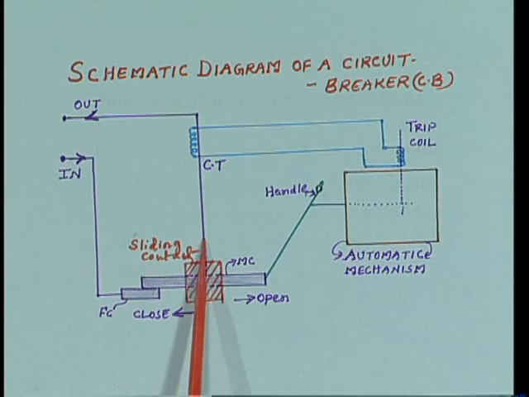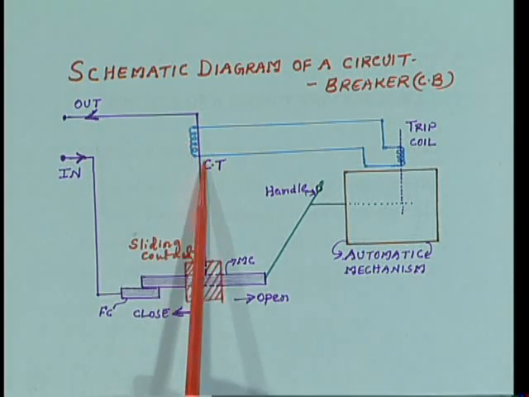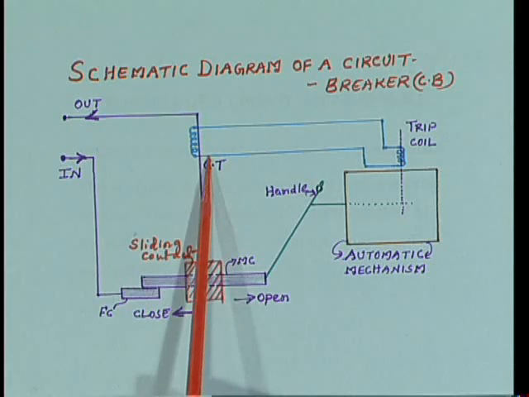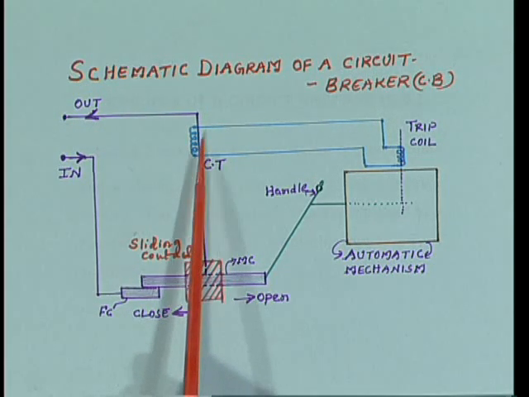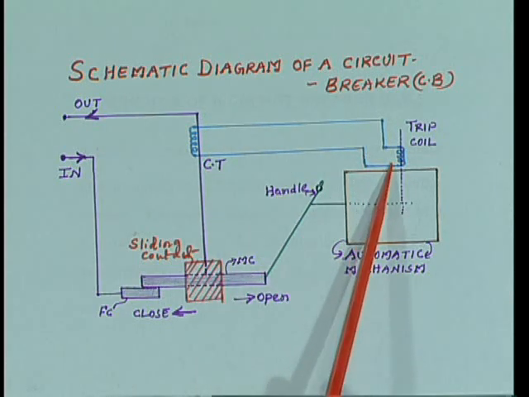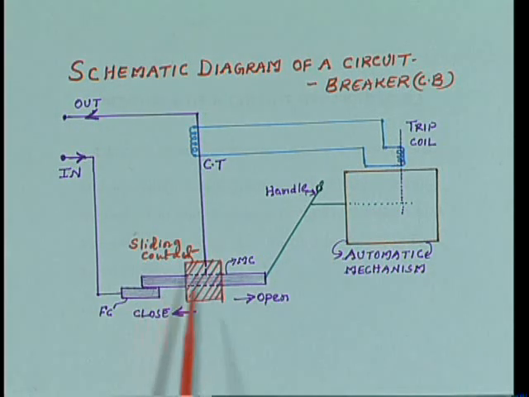Under these conditions, a normal EMF will be induced in the current transformer because normal current flows. This normal EMF is not sufficient to energize the trip coil. The trip coil will not be energized during the normal condition. Under normal condition, the fixed contact and moving contact will be closed together.